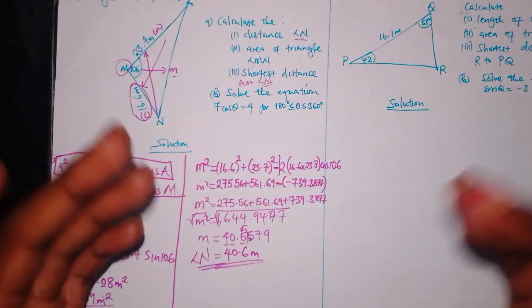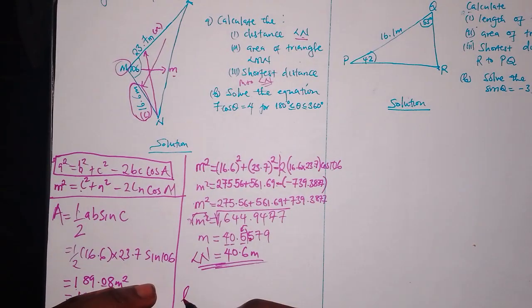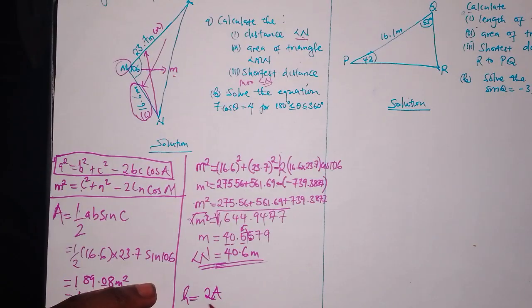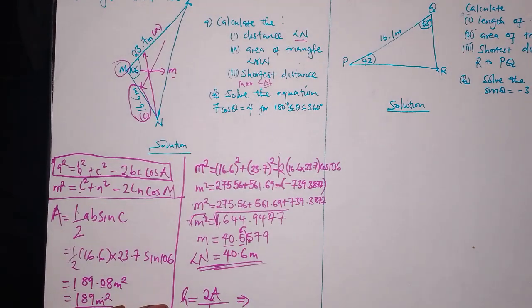So the formula we use for calculating the height is: height is equal to 2 times the area divided by the base. For those that don't know where this formula is coming from, it is coming from the area of a triangle. Area is equal to half base times height.